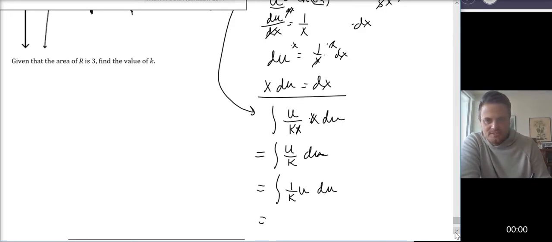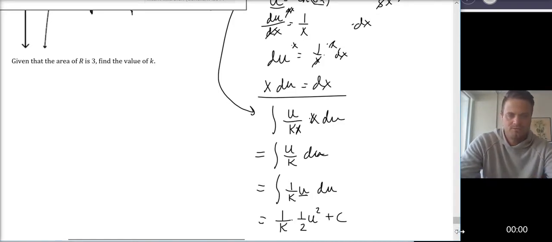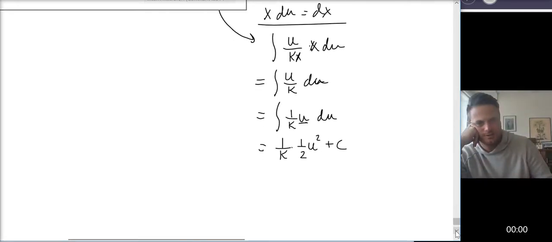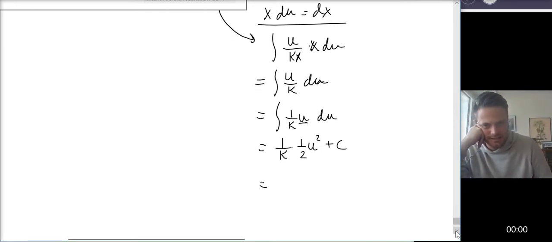So then it's easy to see that 1 over k is just a constant. So I just keep my constant 1 over k, and then I find the integral of u, and the integral of u is 1 over 2 times u to the power of 2. Right? The integral of x is 1/2 x squared. So there we have the integral here. And then I can write numerator times numerator, denominator times denominator, and now I can change back.